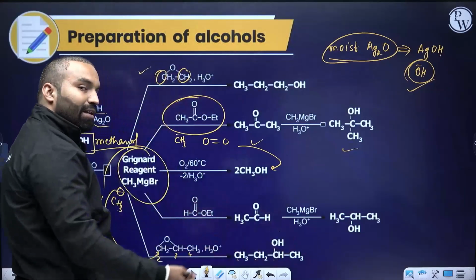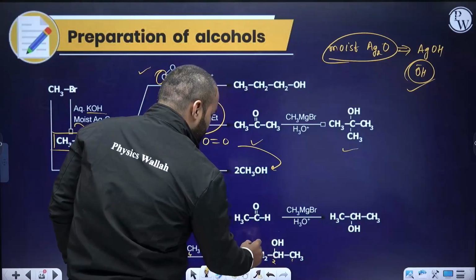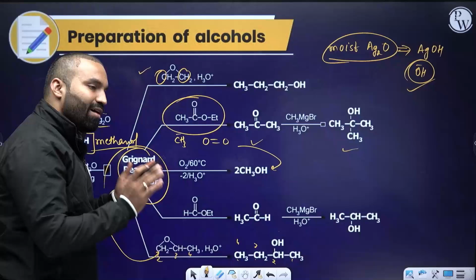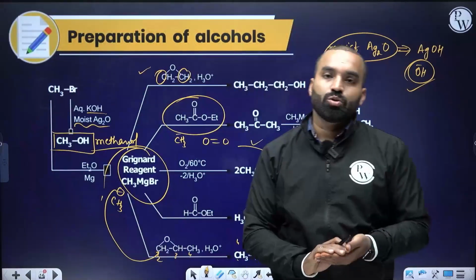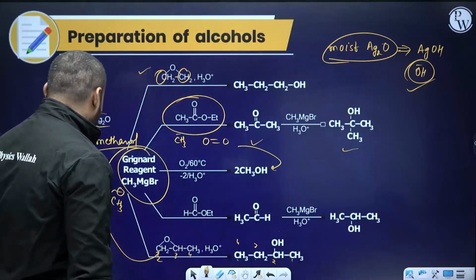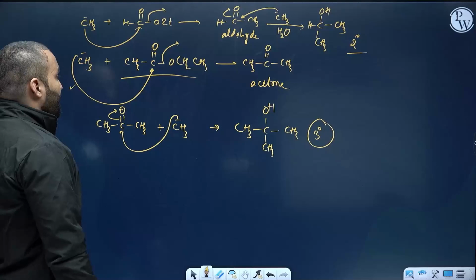Now you can write the name of the molecule, starting the numbering from here. 1, 2, 3 and 4. Did you understand everybody? If you have an unsymmetrical epoxide, always choose to attack the less hindered carbon of the epoxide carbon ring. Okay. These were the methods of preparing alcohols.